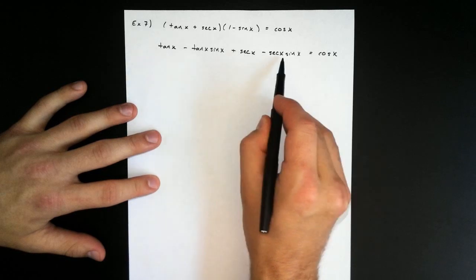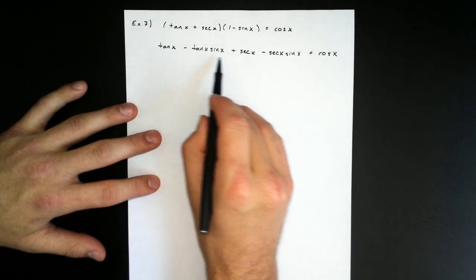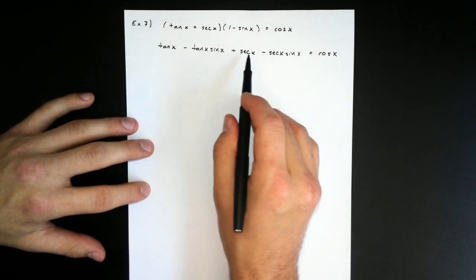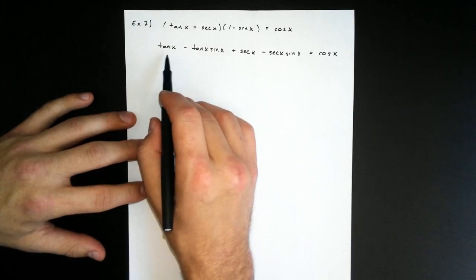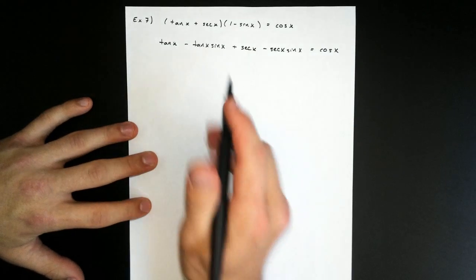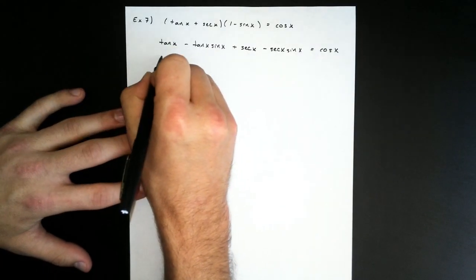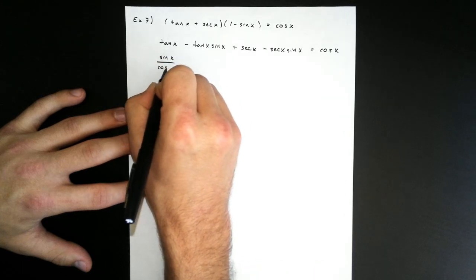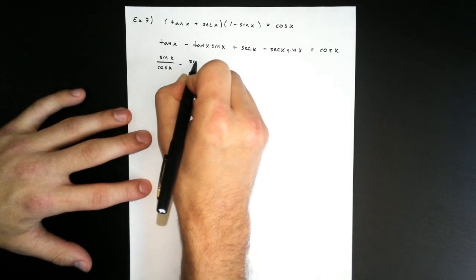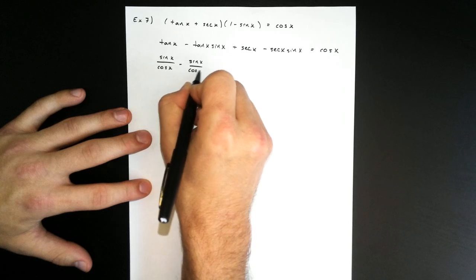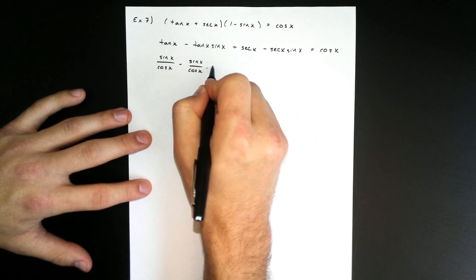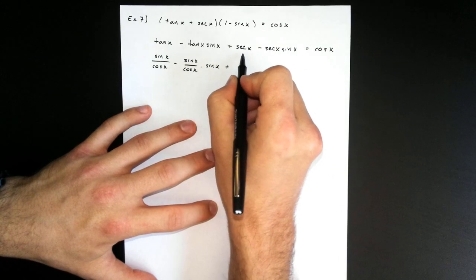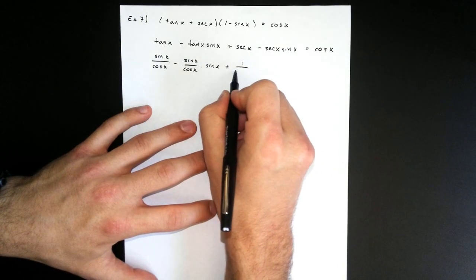Okay, no like terms that we can combine together yet. We have some tangents, we have some secants, we have some sines. Let's rewrite everything in terms of sine and cosine. So let's see, the tangent, that is sine over cosine. And then here we have a sine of x. And then plus secant is 1 over cosine.